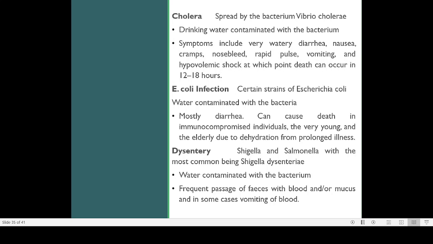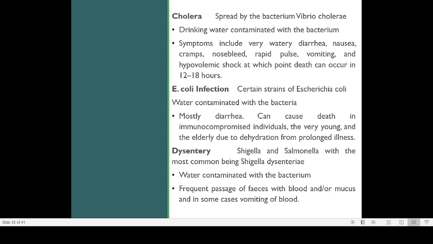So basically, dysentery is a diarrhea. In both cases, it is due to drinking contaminated water containing either Shigella or Salmonella, and frequent passage of feces with blood. That is, in the motion or in your feces, there will be blood. That indicates that some kind of bleeding is occurring inside your stomach or inside your intestine. That is the reason for the presence of blood in your feces. So presence of blood in the feces is an indication that it is dysentery.